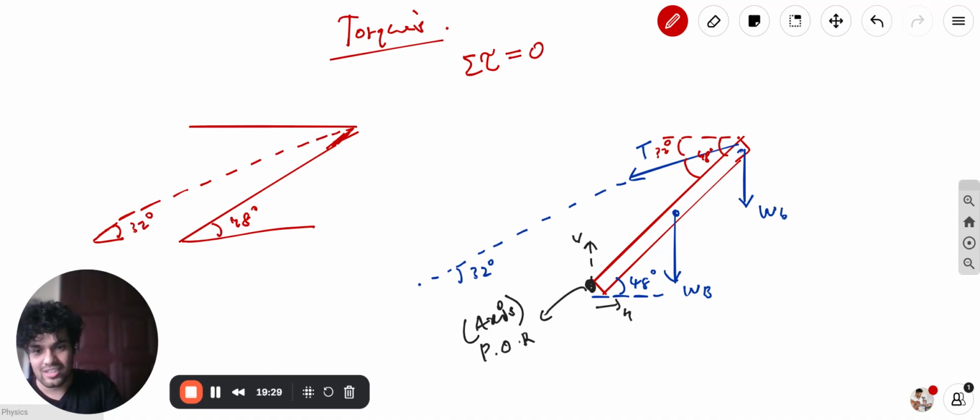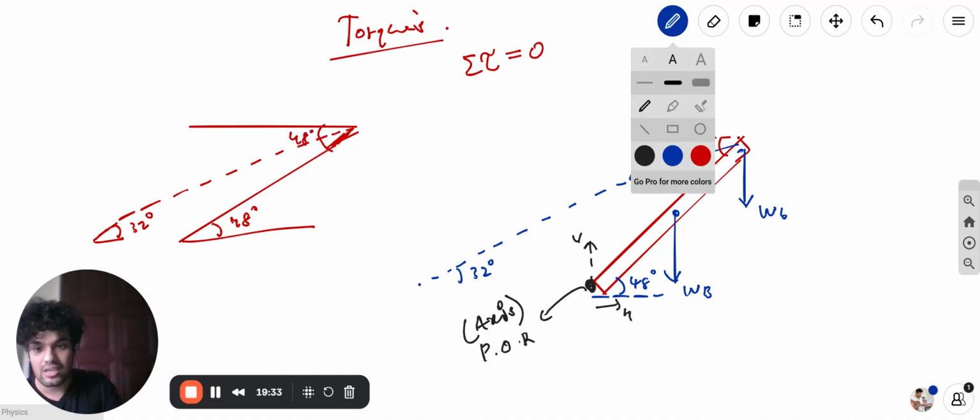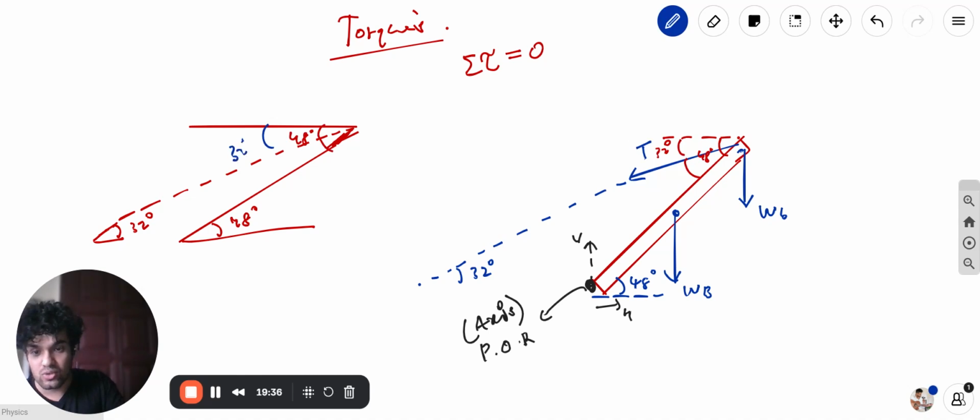Okay, so there you go. So this entire thing is 48, right? That entire thing is 48. And this is 32, which makes this angle 48 minus 32. Right. I hope there's no confusions in that. So this will be 16 degrees.